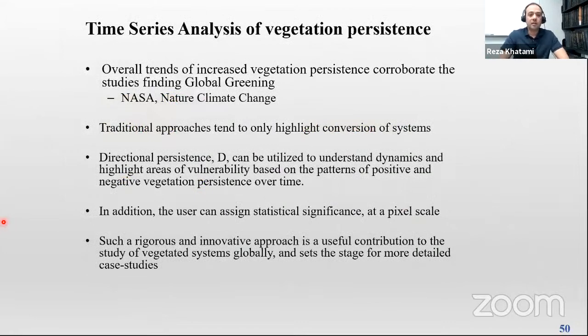So overall, our vegetation persistence results match and align with the observed global greening trends, and the approach that we developed and the metric we developed can be used to highlight the areas of positive and negative patterns of vegetation persistence over time. And especially we are able to assign significance levels to the vegetation change at pixel level, which is an important contribution to the study of vegetation systems at global scales.